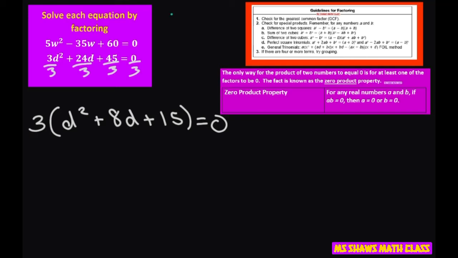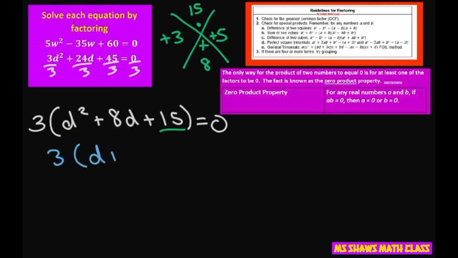So what we need is when you multiply 2 terms together, you get 15. But when you combine them, you get 8. So that's going to be 3 and 5, and they're both positive. So you're going to write this as 3 times d plus 3 times d plus 5 equals 0.